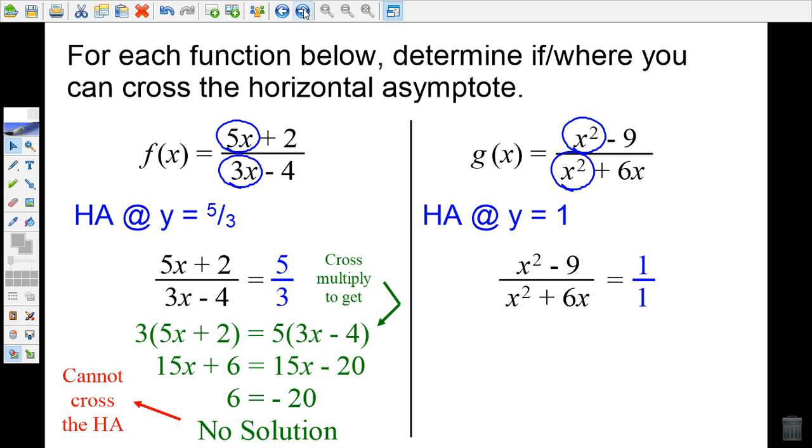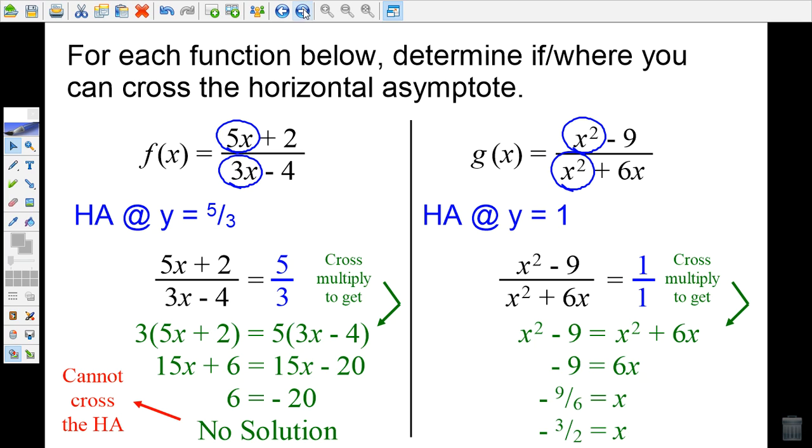Now when I cross multiply, I get x squared minus 9 equals x squared plus 6x. The x squareds cancel off, and I'm left with negative 9 equals 6x, which has a solution of x equals negative 3/2. Because this one has a solution, that means I can cross the horizontal asymptote, and it'll happen at x equals negative 3/2. Because I know the x value and I know the y value for the HA is 1, the coordinate point is negative 3/2 comma 1. So now we've even found an extra coordinate point that we'll be able to plot on our graph. And that's how you can tell if you can cross a horizontal asymptote.